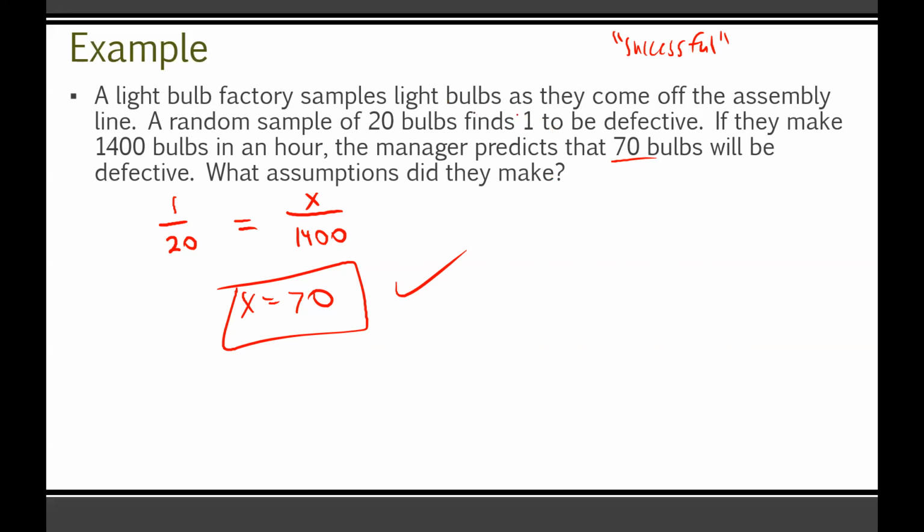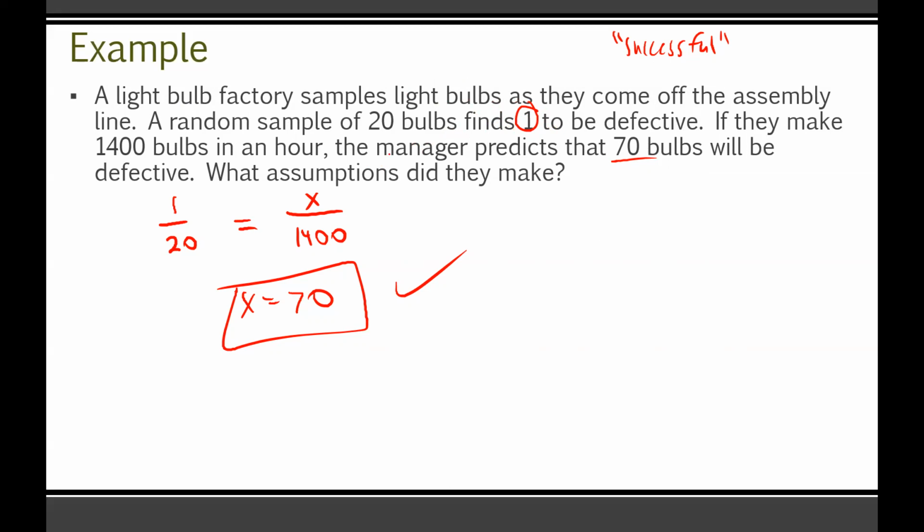They're also assuming that there's not more defective bulbs, and they didn't just get lucky by pulling one defective out of 20. Conversely, maybe they didn't just get unlucky, or I'm not sure how to put it. Maybe this was the only defective bulb and they just so happened to have pulled it. So basically the bottom line is the main assumption they're making is that these bulbs are defective at a constant rate of 1 out of 20.